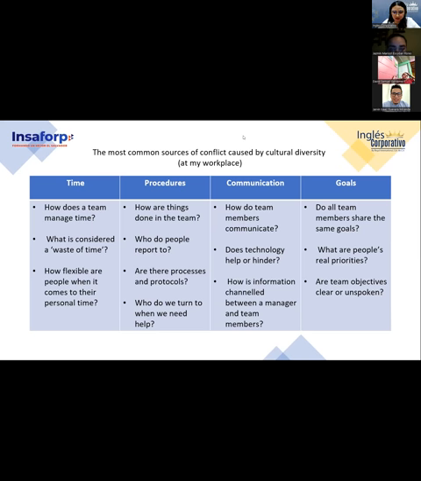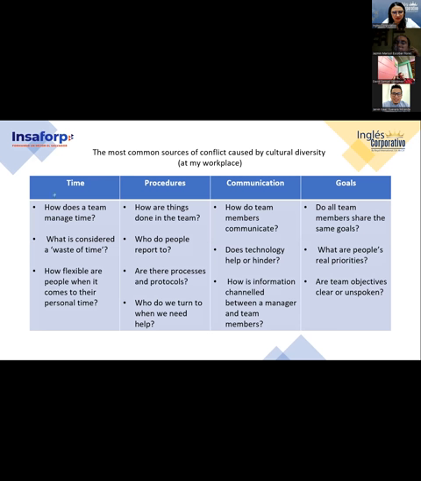Sources of conflict. In my opinion, time is the first source of conflict whenever I need to work with my coworkers, right? Why? Because I was wondering, how does a team manage time? Our culture as Salvadorians is very different from people from Peru and also from the United States, right? We are sometimes a little bit late.